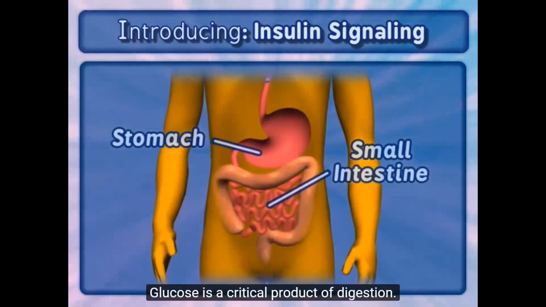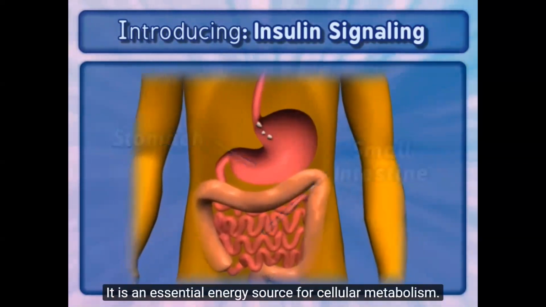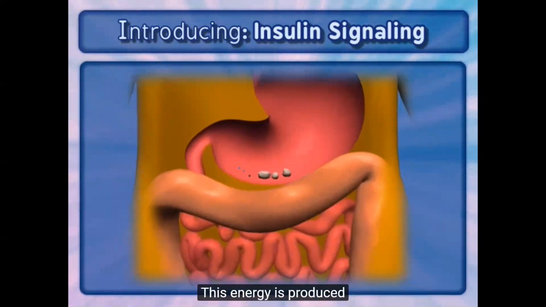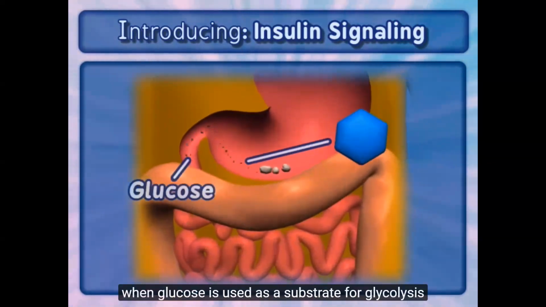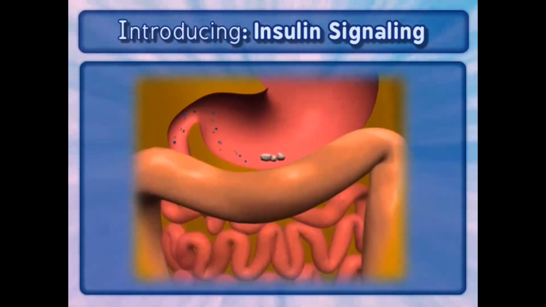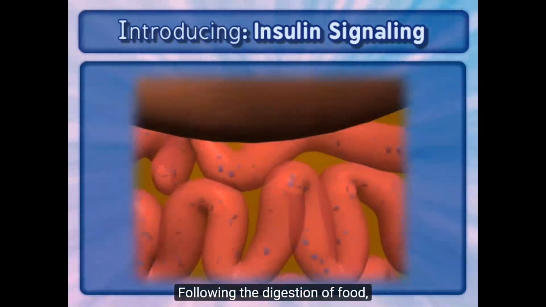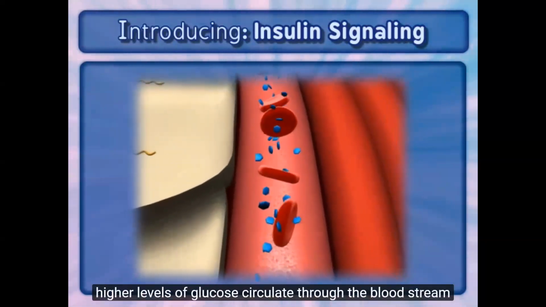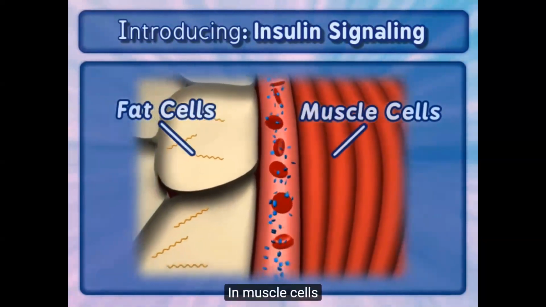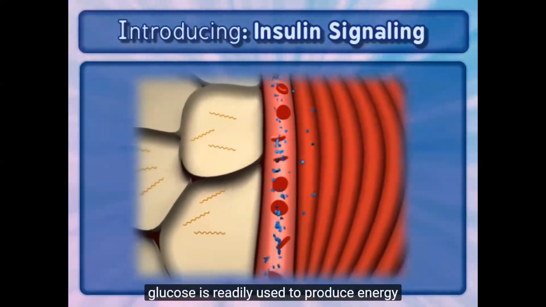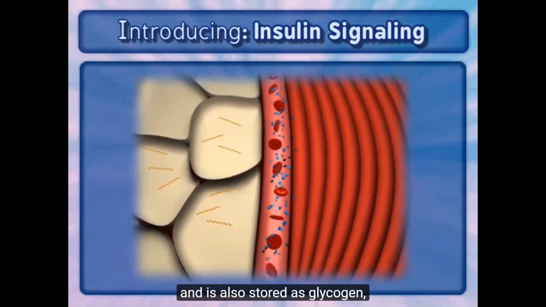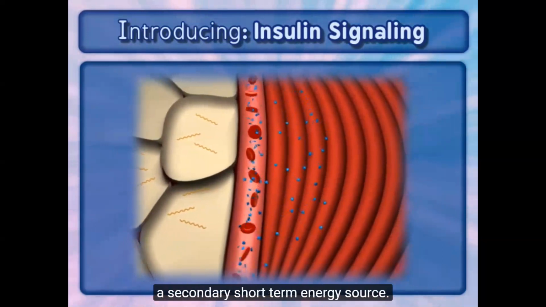Glucose is a critical product of digestion. It is an essential energy source for cellular metabolism. This energy is produced when glucose is used as a substrate for glycolysis and then the Krebs or citric acid cycle. Following the digestion of food, higher levels of glucose circulate through the bloodstream, where it enters different cell types. In muscle cells, glucose is readily used to produce energy and is also stored as glycogen, a secondary short-term energy source.